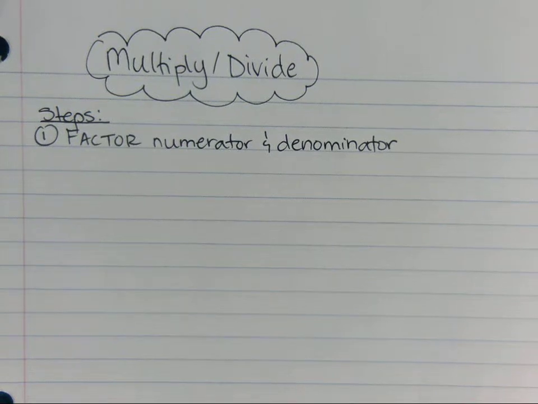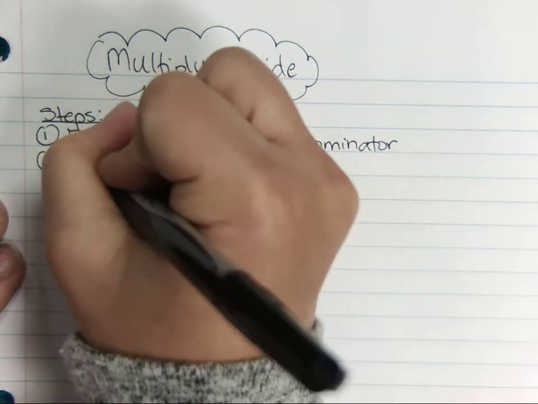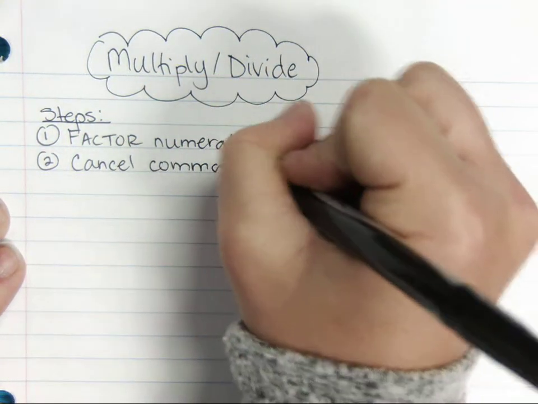All right. If you don't have adding or subtracting, then you're just going to do what the previous notes were, which was to cancel common factors, because that's the second step you're going to do here. So you're going to cancel common factors.